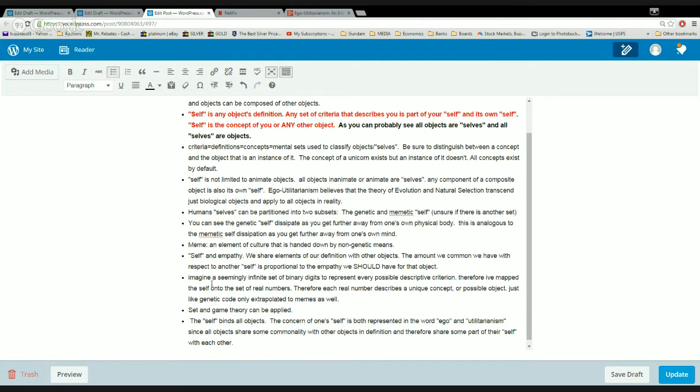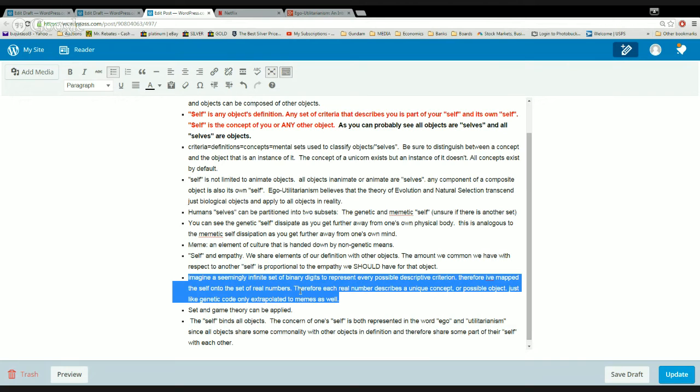Okay, so let me get a little abstract. Imagine a seemingly infinite set of binary digits, in other words, a set of real numbers, to represent every possible descriptive criterion. Therefore, I've mapped the self onto the set of real numbers. Each real number describes a unique concept or possible object, just like genetic code, only extrapolated to memes as well. You can ignore this for now. This is pretty abstract, but it's going to be important if I want to take this philosophy any further, because I'm going to need to validate everything mathematically using set theory and game theory.